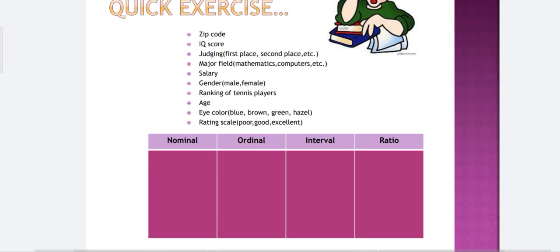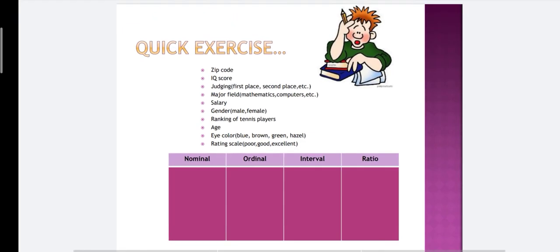Gender, it can be nominal. Ranking of tennis player, okay, it will be ordinal, rank, kan? Age adalah ratio, kan? Eye color, blue, brown, green, hazel, ini adalah nominal, kategori. Rating scale, poor, good, excellent, dia ranking, ordering, so it is ordinal. Alright? Okay.